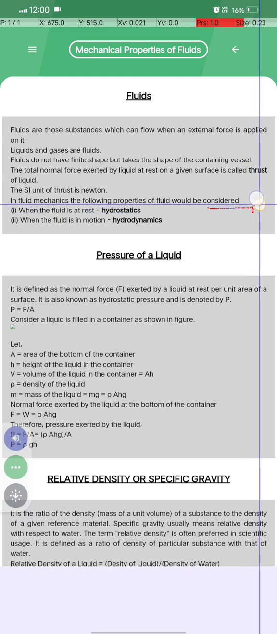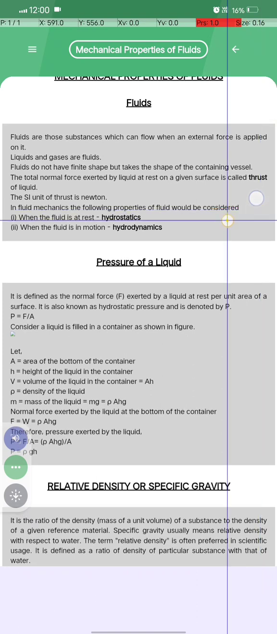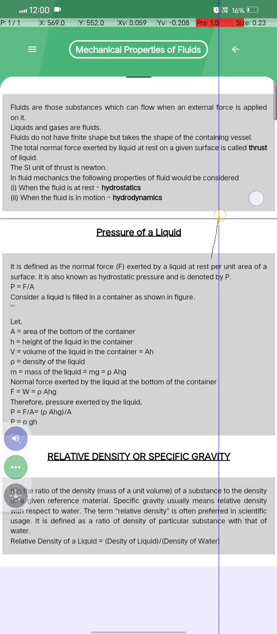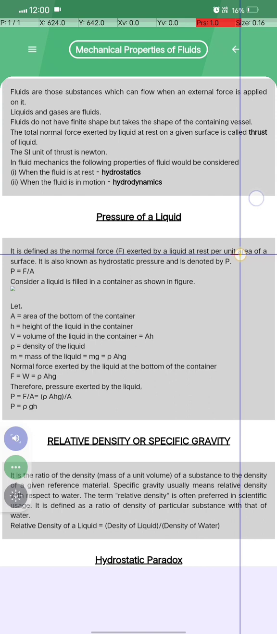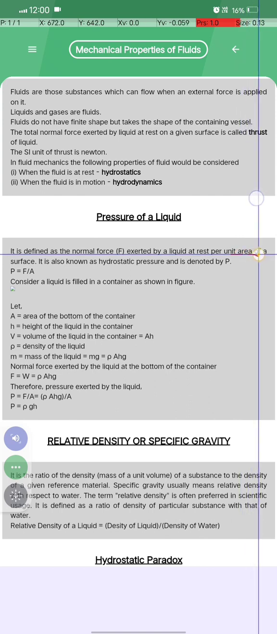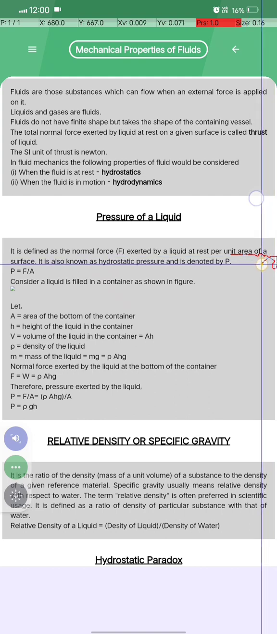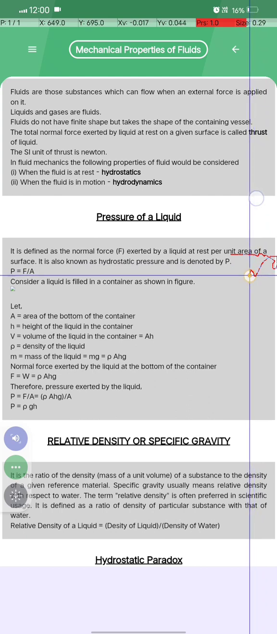Look, in mechanics the following properties of fluid would be considered. First, when the fluid is at rest, it is hydrostatics, and when the fluid is in motion, it is hydrodynamics. Okay, pressure of a liquid is defined as the normal force F exerted by a liquid at rest per unit area of a surface, and it is also known as hydrostatic pressure, and it is denoted by P, and P is equal to force by area. Meaning pressure is equal to force by area.